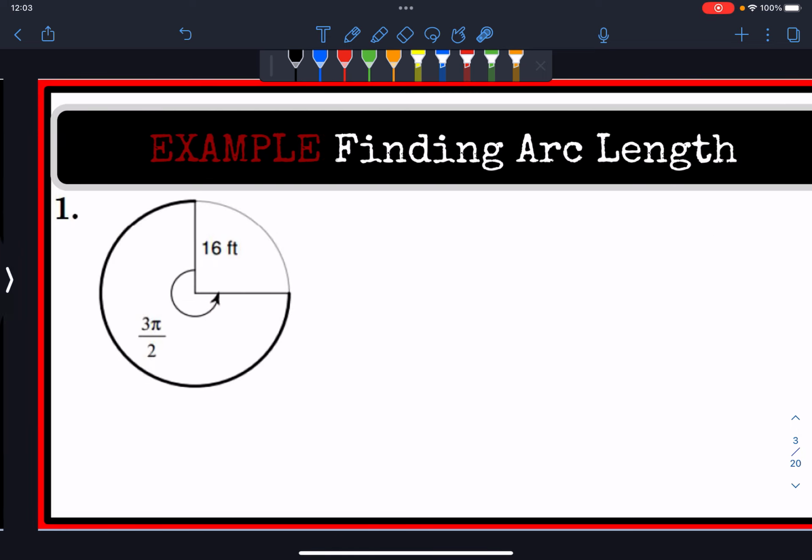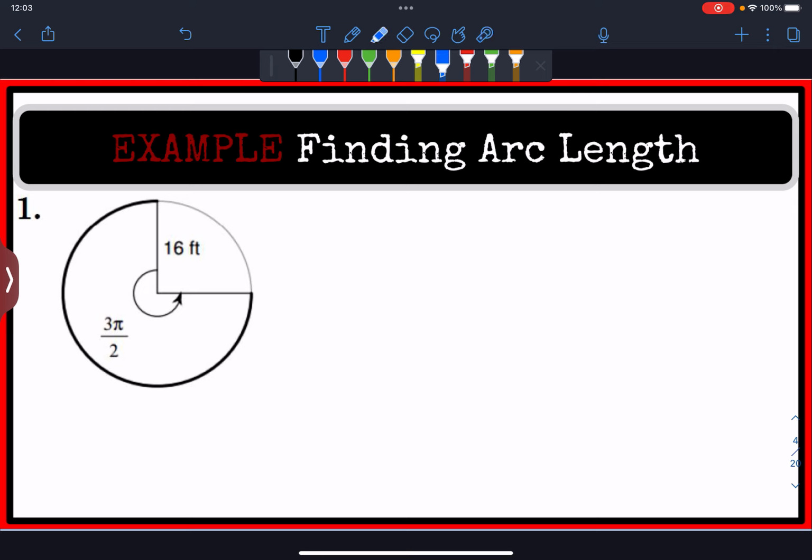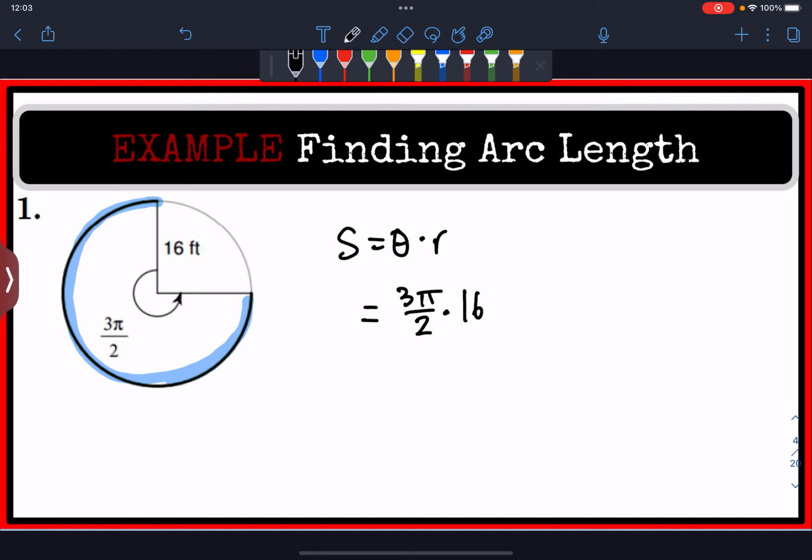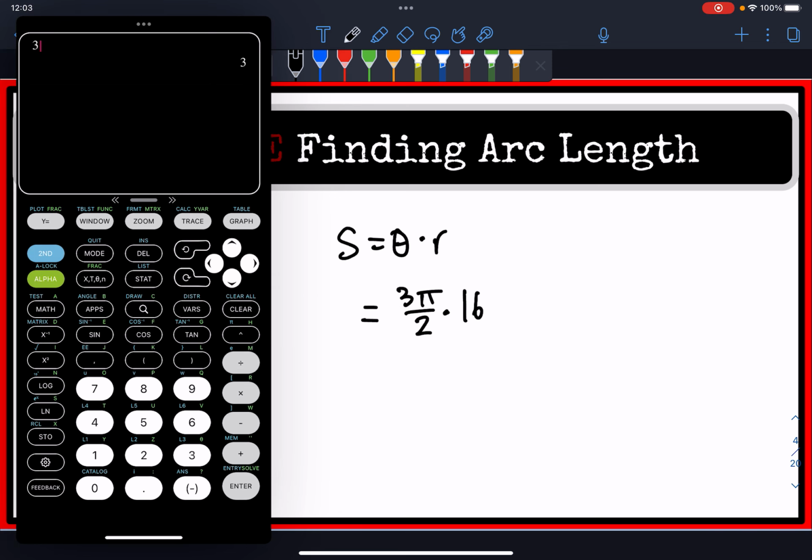So for example, to figure out the length of this arc here, S is going to equal theta times R. And here theta is 3 pi over 2, times 16. 3 over 2 times 16 equals 24. So we end up with 24 pi. I want to keep my answer in terms of pi right now.